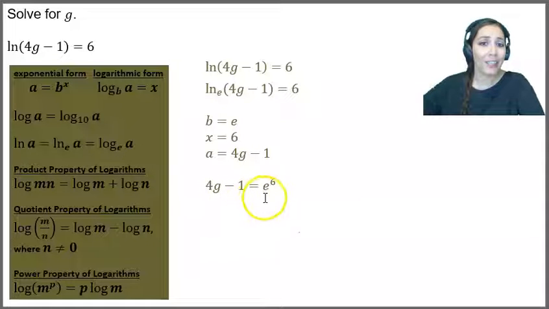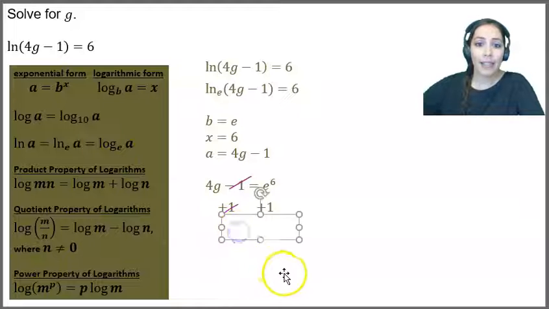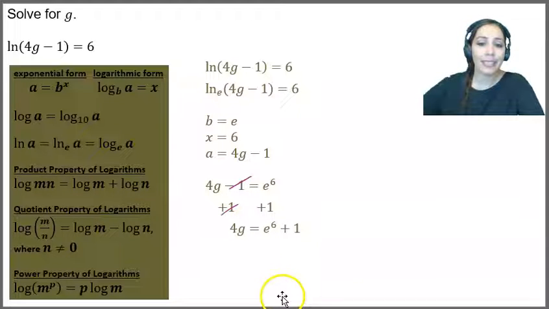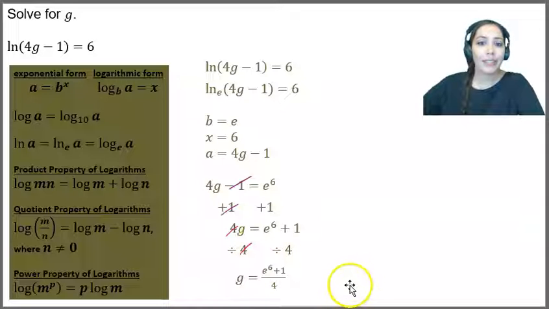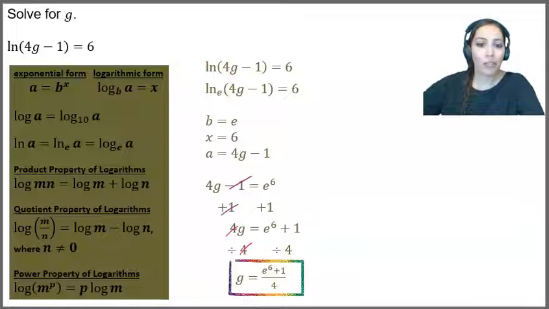I have a g and I have an e, but I'm going to move everything to one side. I'm only solving for g. So I will start by adding 1 to each side. The 1's cancel out on the left, and I get 4g equals e to the 6 plus 1. From here, I would divide by 4 on each side, and the 4's cancel on the left, and I end up getting g equals e to the 6 plus 1, all divided by 4. This right here is my final answer for this problem.